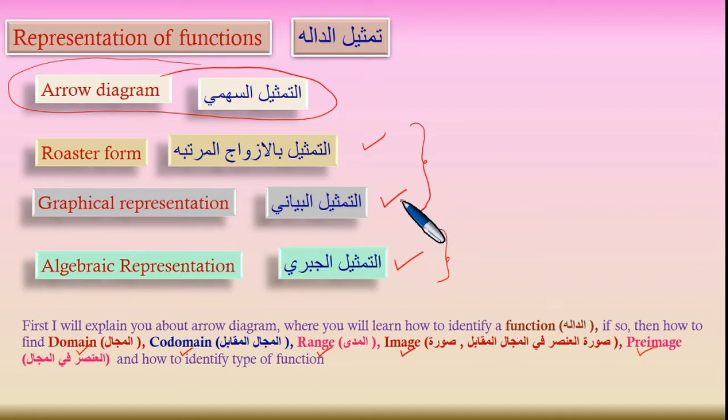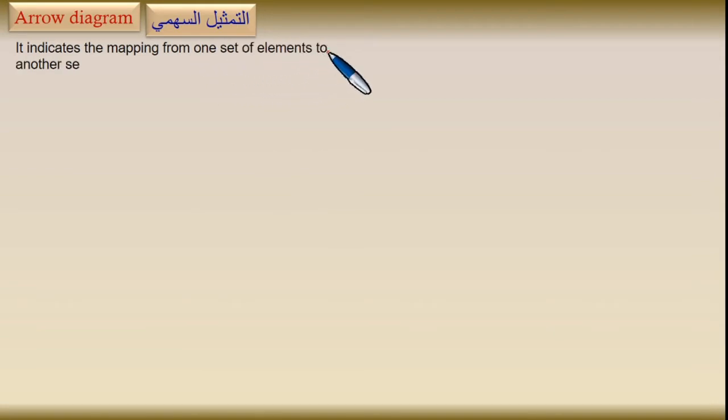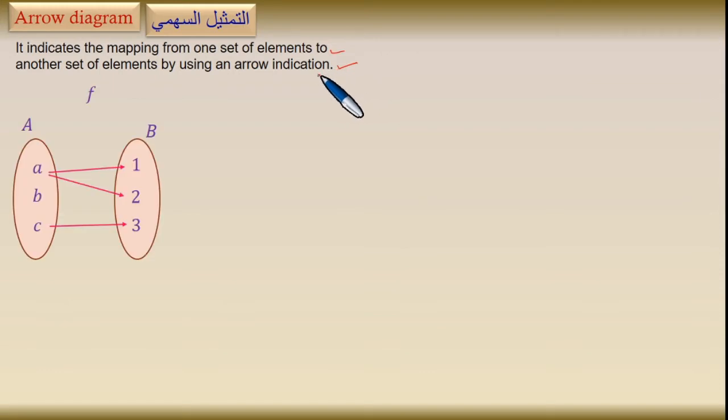So now let's understand the arrow diagram. Arrow diagram: this representation indicates the mapping from one set of elements to another set of elements by using an arrow indication. Let me understand with an example. See, this is the example of an arrow diagram where A maps to B is a function f, a relation f.